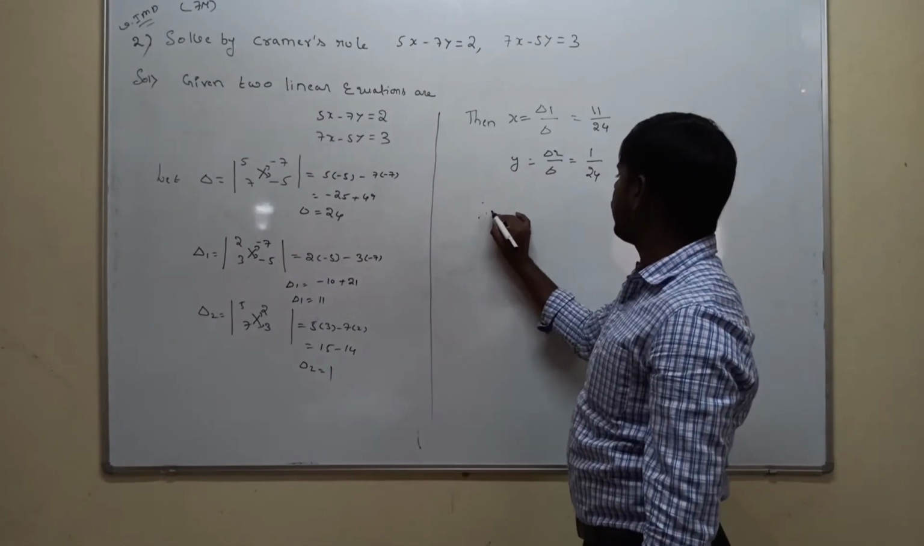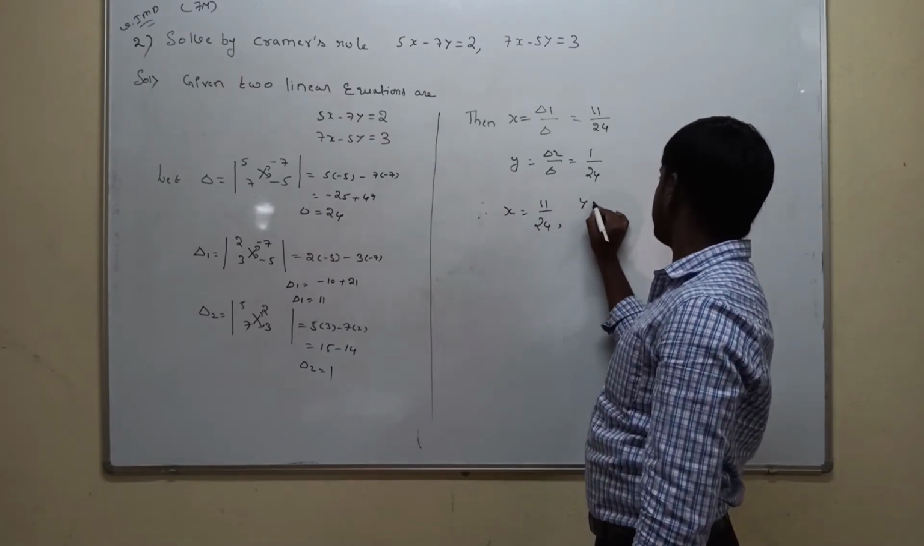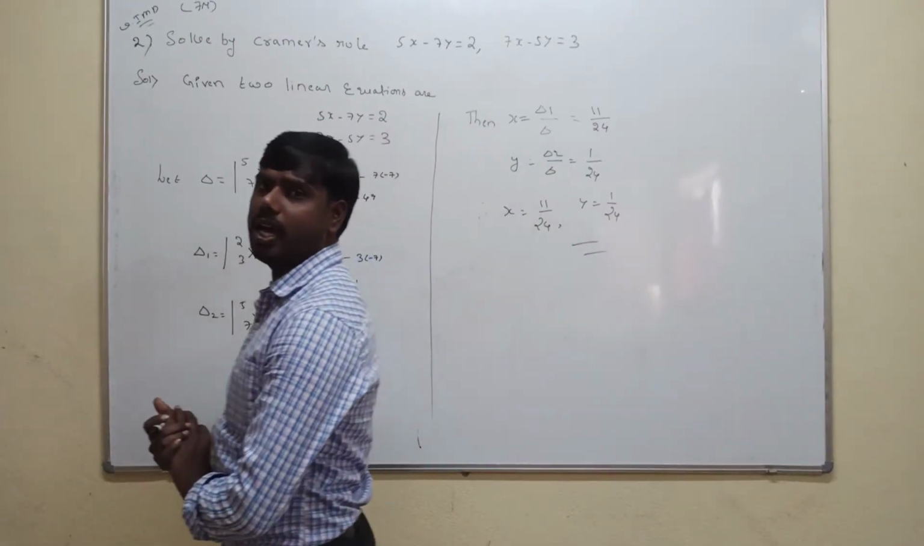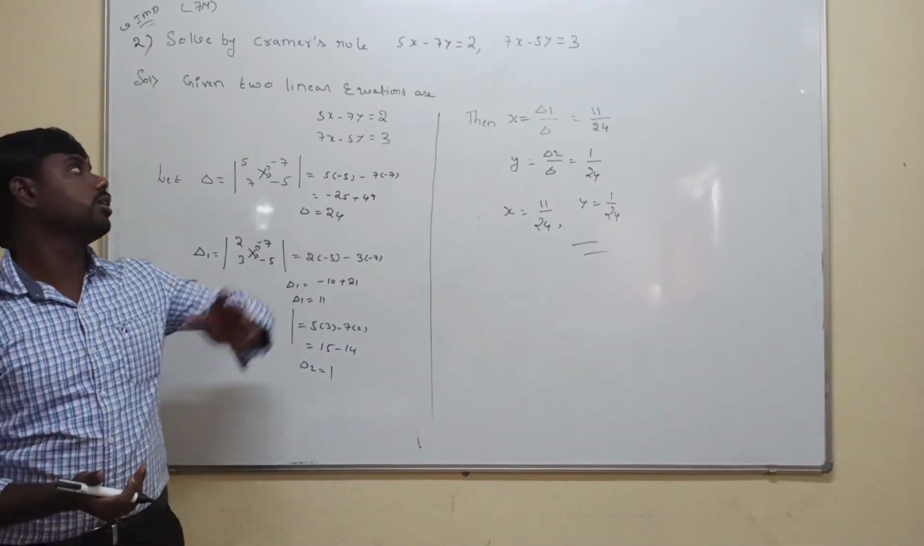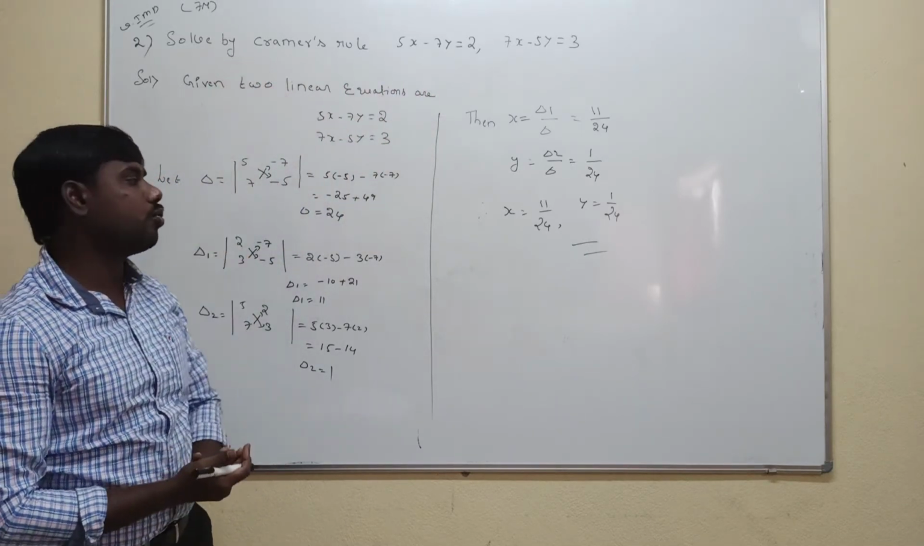So finally what are we getting? X is equal to 11 by 24. Y is equal to 1 by 24. This is the required solution of the given two linear equations by using the Cramer rule. How to find the x y values?